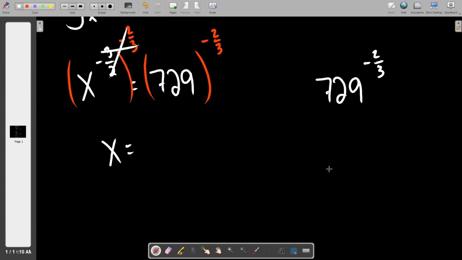So I'm just going to take this 729 and I'm going to move it to the bottom of a fraction with a 1 on the top. And then I'm going to reapply the exponent, but this time I'm going to make it an exponent that is positive.